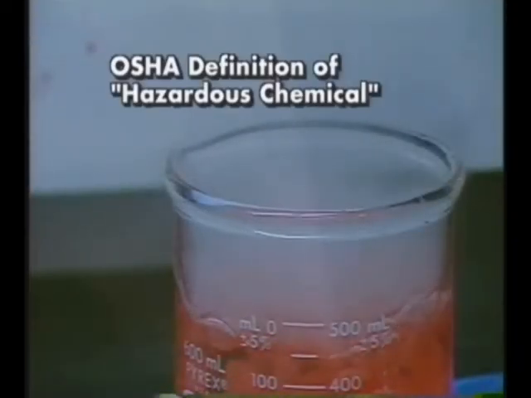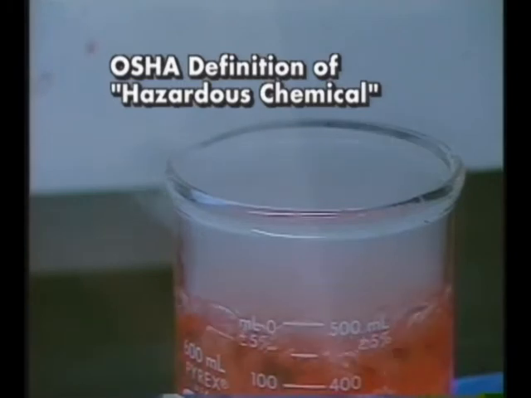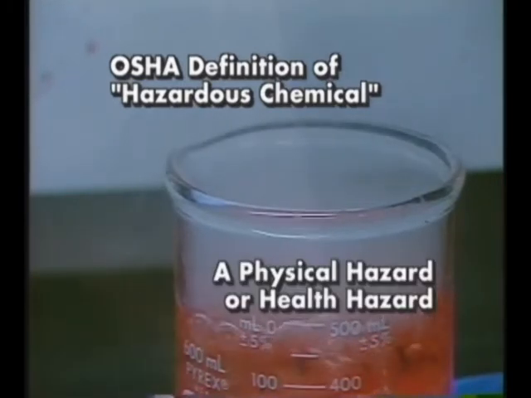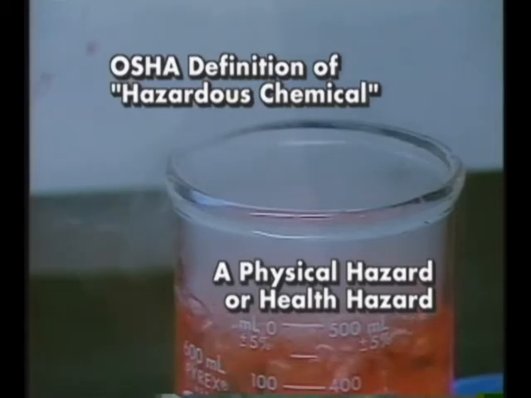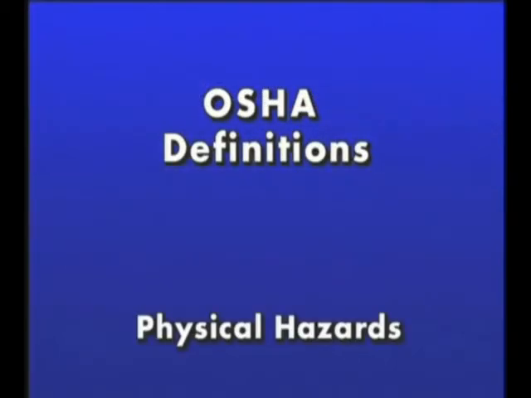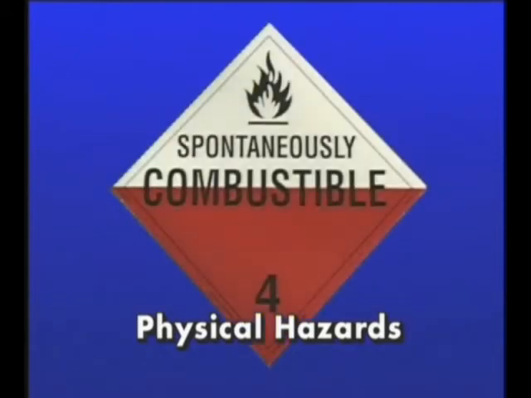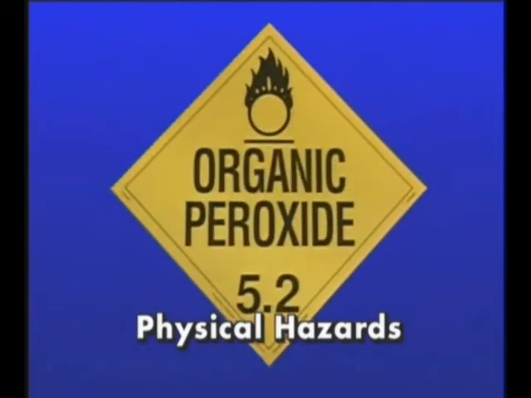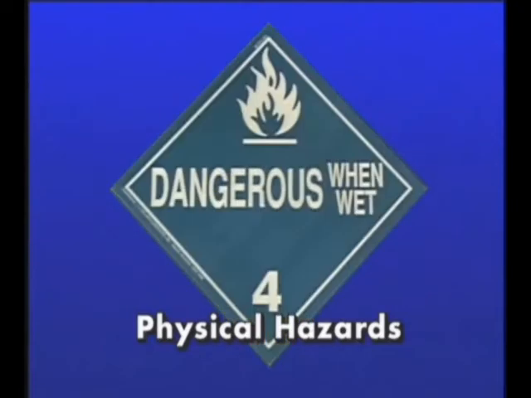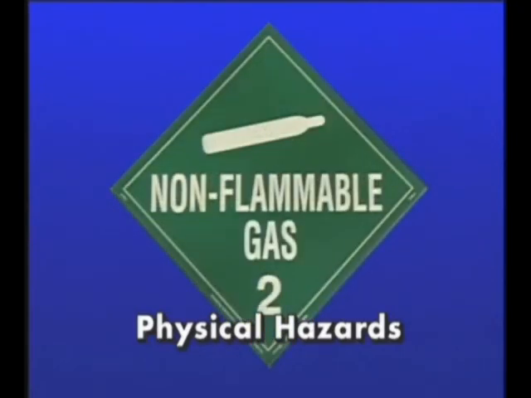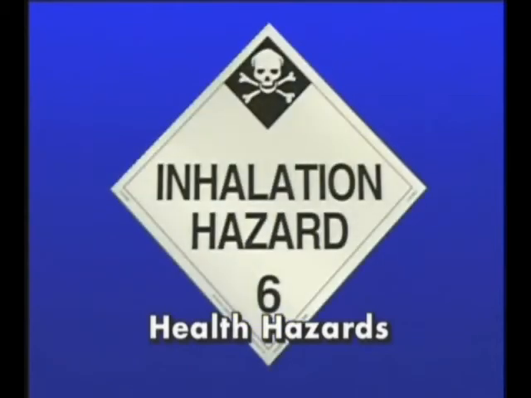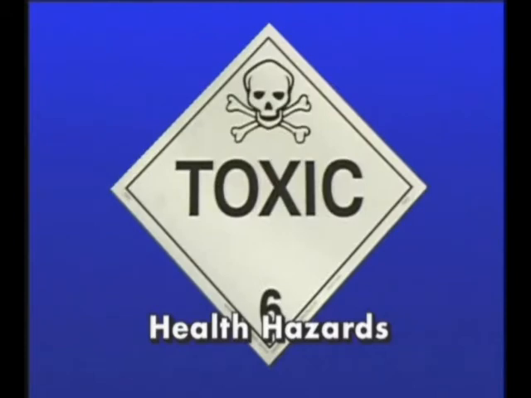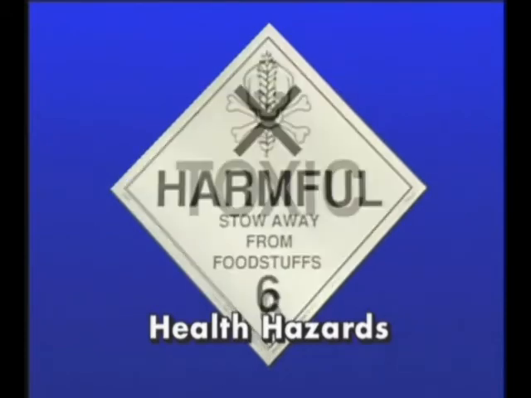In OSHA's Hazard Communication Standard, a hazardous chemical is defined as any chemical which is either a physical hazard or a health hazard. According to OSHA, physical hazards include combustibles, flammables, explosives, oxidizers, organic peroxides, reactive chemicals, and compressed gases. Health hazards include sensitizers, irritants, corrosives, toxic and highly toxic agents, and carcinogens.